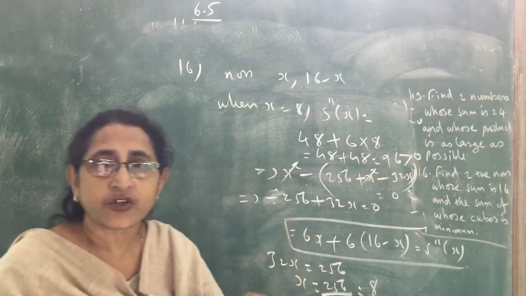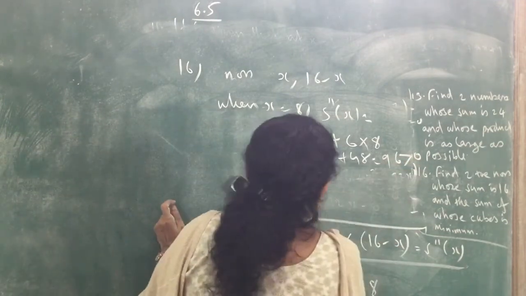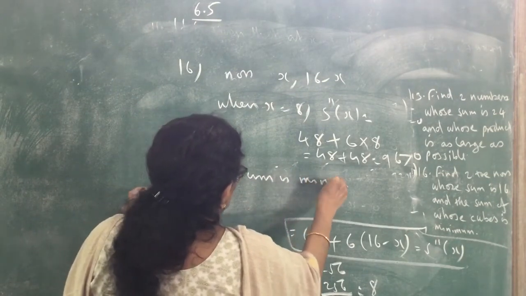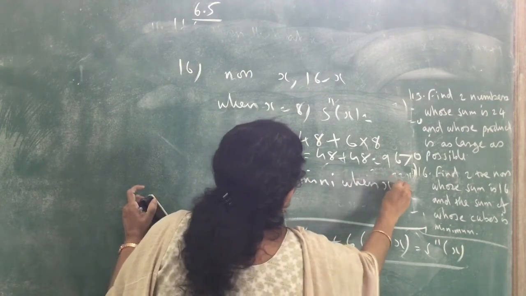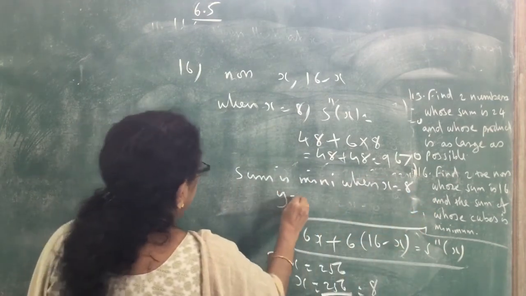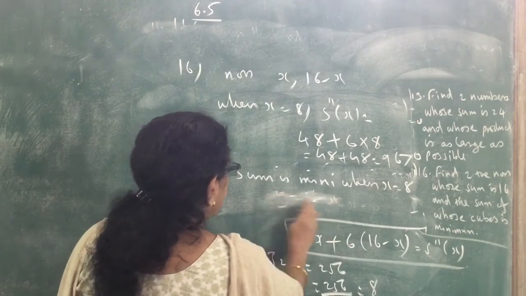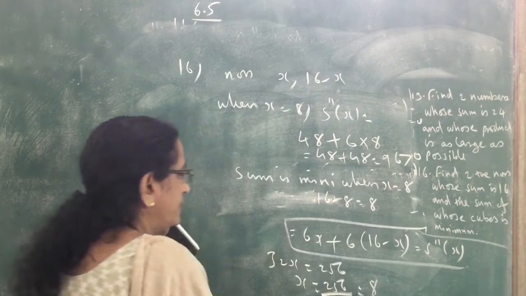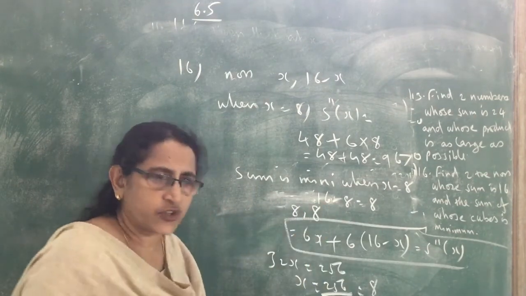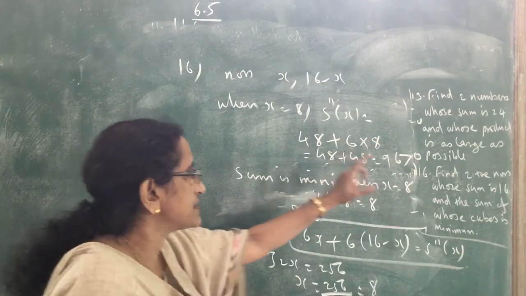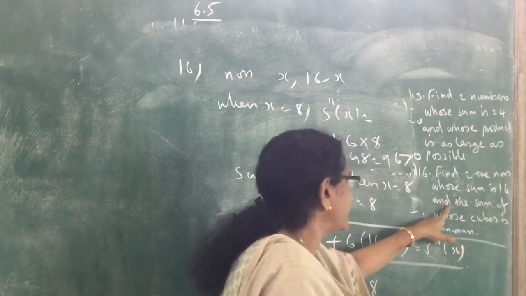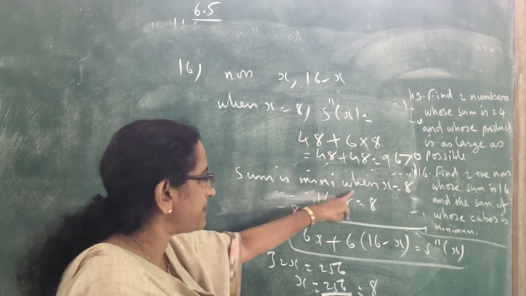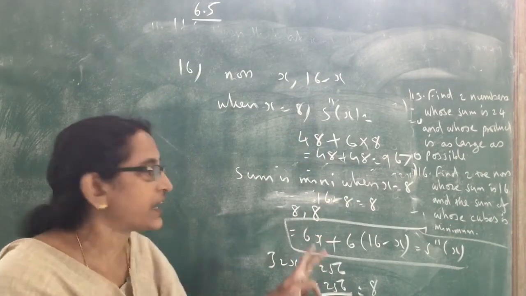So the second derivative is greater than 0, therefore it is a minimum. Therefore the function s, the sum, is minimum when x equal to 8. So the other number y equals 16 minus x. Therefore 16 minus 8 equals 8. Therefore the numbers are 8 and 8. So the numbers are 8 and 8 such that their sum is 16 and the sum of the cubes is minimum. So we got the sum of the cubes s of x is minimum when x equal to 8. So the required numbers are 8 and 8. Okay.